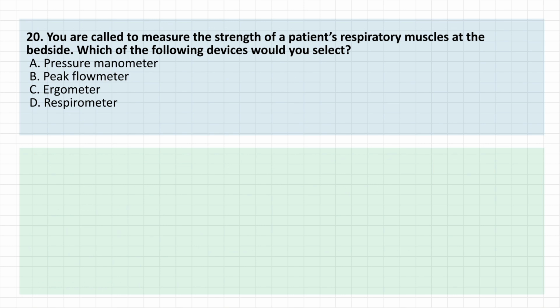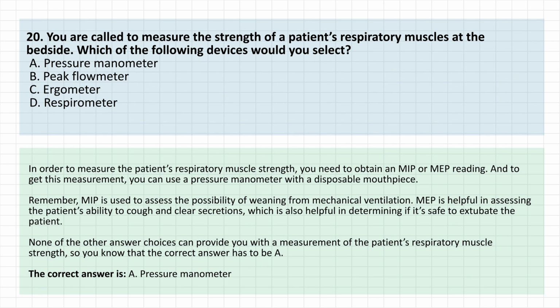20. You are called to measure the strength of a patient's respiratory muscles at the bedside. Which of the following devices would you select? A. Pressure manometer. B. Peak flow meter. C. Ergometer. D. Respirometer. The correct answer is A. Pressure manometer. In order to measure the patient's respiratory muscle strength, you need to obtain an MIP or MEP reading, and to get this measurement, you can use a pressure manometer with a disposable mouthpiece.